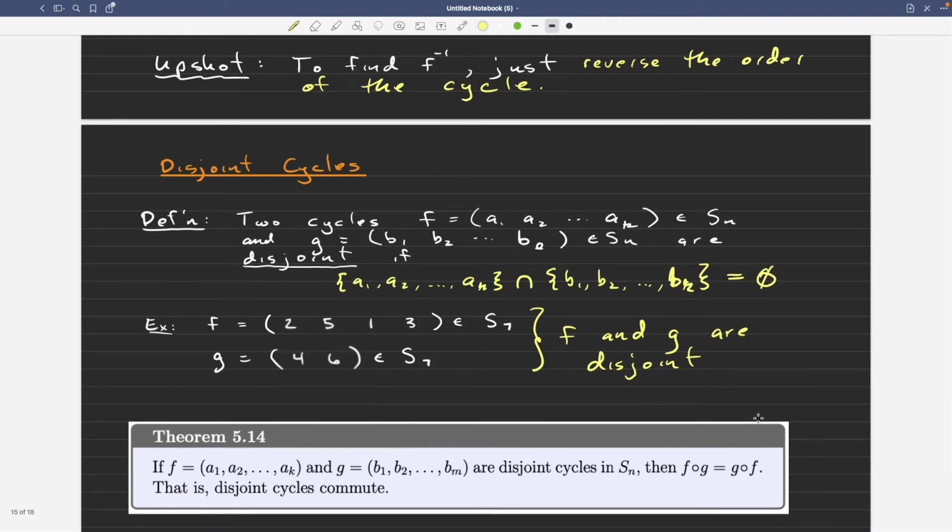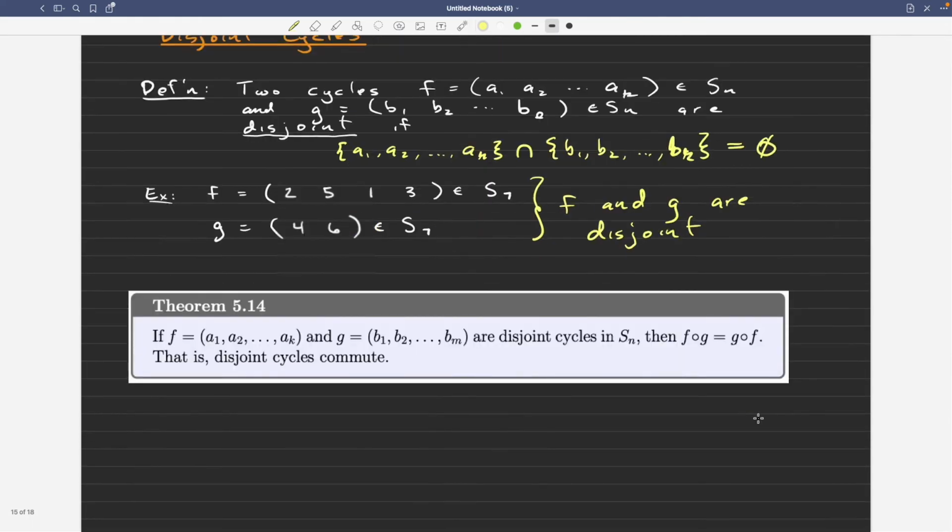So here is a good theorem. Whenever you have two disjoint cycles, so if F and G here are disjoint cycles, then in that particular case, F composed with G is equal to G composed with F. So we have this special situation. We know in general that F composed with G is not equal to G composed with F, but in this special situation, they are equal. So we say disjoint cycles commute with respect to composition.